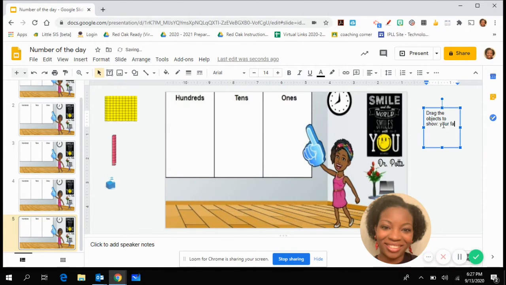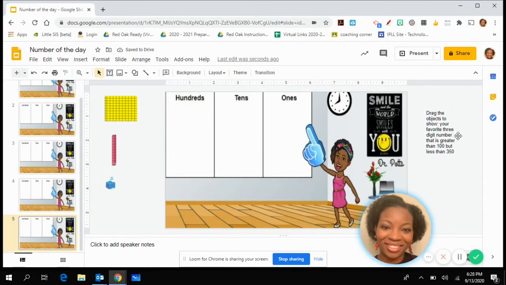or your favorite 3-digit number that is greater than 100 but less than 350. So that way they can choose their own number, and then they just show me what their number is.